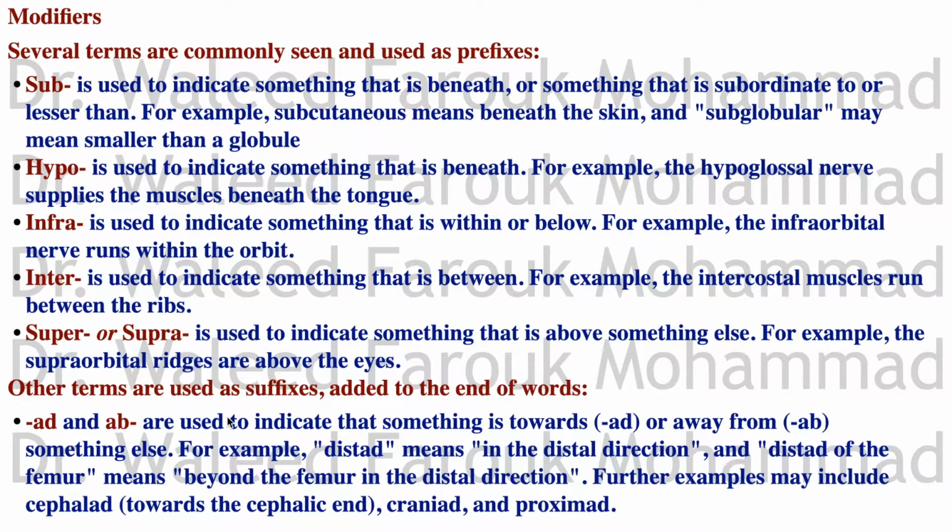We have suffixes added to the end of words, like ad and ab. For example, distad means in the distal direction, beyond, for example, distal of the femur means beyond the femur in the distal direction. So ad means towards, and ab means away from something else.